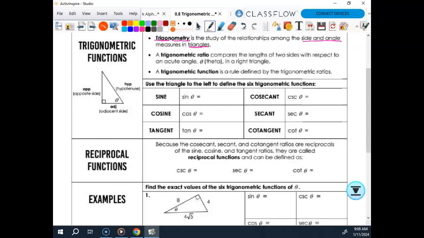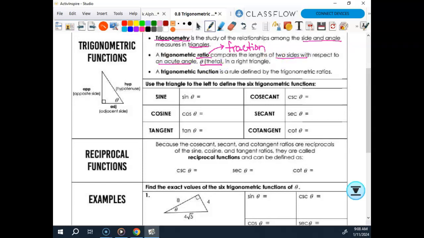So then we also have a trigonometric ratio. Mathematically, what are we usually looking for in a ratio? I heard it. Fraction, yes. You don't have to whisper, and it's okay if you're wrong. Fraction. It compares the lengths of two sides, two sides with respect to an acute angle, theta.